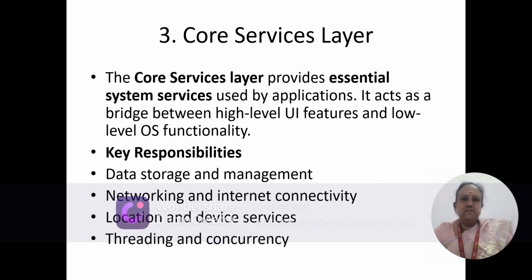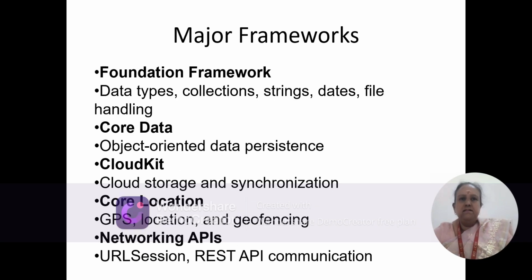The next layer is the core service layer. Core service layer is a layer which provides the system essentials. It acts as a bridge between your UI and the low level functionality. That is, between your OS and your UI, the core service layer is responsible for all the storage management, networking, and the location and device service controls. All this is handled by this particular layer.